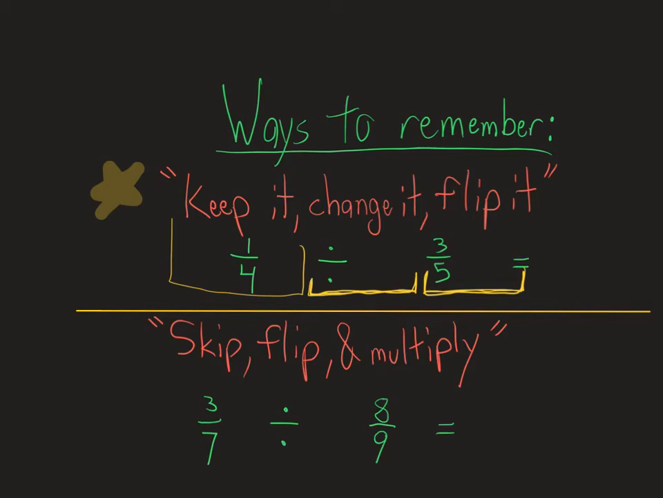Another one I've heard a lot of times: skip, don't touch that one. Flip, change this guy, and multiply. Actually no, I think I have that one wrong. I'm a little embarrassed now. The flip applies to this. Skip the first guy, flip the second guy, and then multiply. Switch that to a multiplication. Whichever of those makes sense, by all means use it.